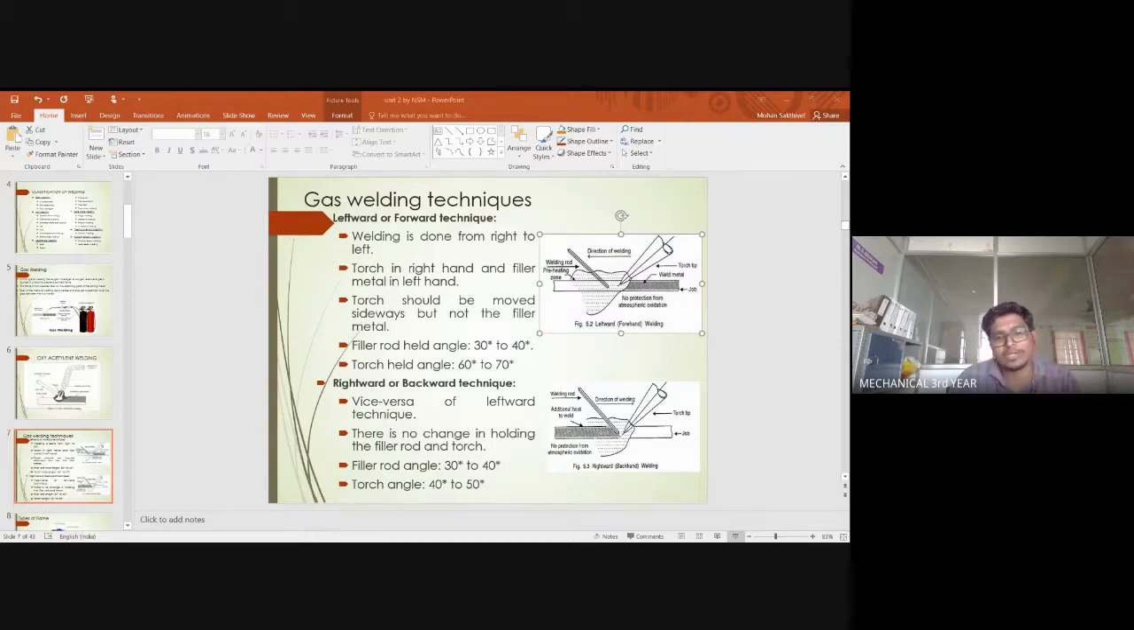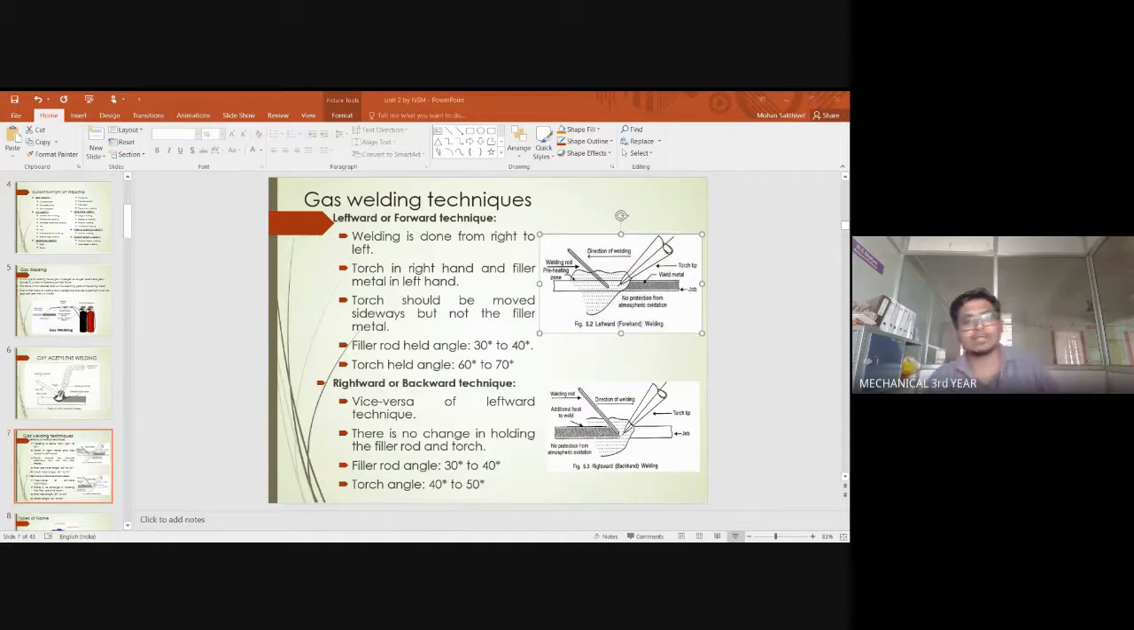You are holding the torch in your right hand and your filler metal in the left hand only, but only the angle is different. The filler rod angle is similar to that of your leftward technique, and the torch angle is quite minimum. In the case of the leftward technique, we maintain the torch angle between 60 to 70 degrees, whereas here in your rightward or backward technique, we are maintaining it at 40 to 50 degrees. Okay, so I hope you understand the diagram.